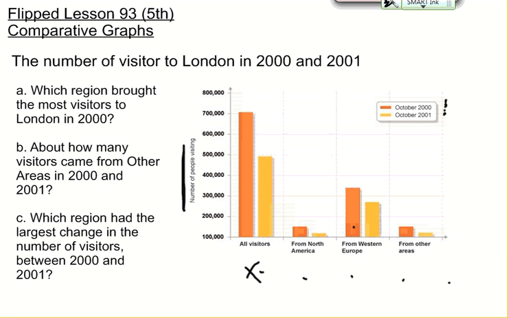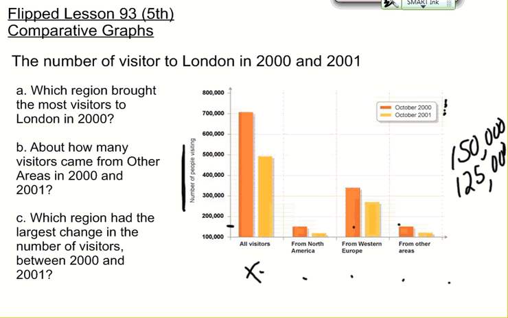About how many visitors came from other areas in 2000 and 2001? So now this time, it's not so much a comparison between our other things, but here we're asked, okay, well, about how many people came in 2000? And we could say, well, it's about halfway, somewhere in here. So I'd say about 150,000 came the first year, compared to the second year, which is about half of that. So halfway in between 1,000 and 150,000. We could say it's closer to that.